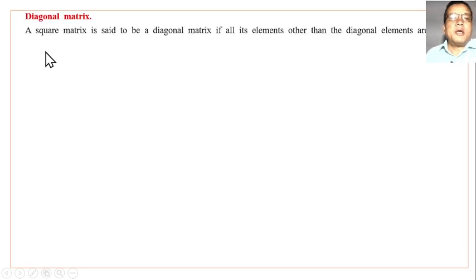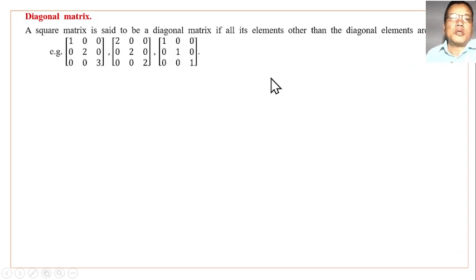Diagonal matrix. A square matrix is said to be a diagonal matrix if all its elements other than the diagonal elements are 0. It must be a square matrix.